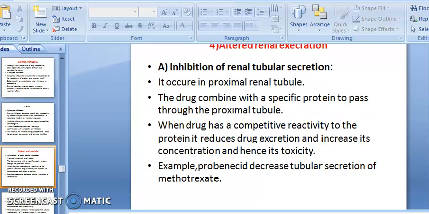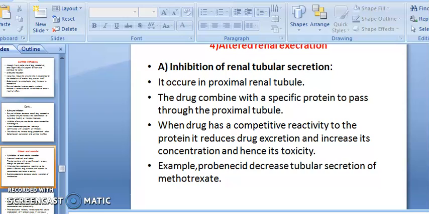Alteration of renal excretion. Renal excretion, as you know, involves kidney tubular filtration, absorption, distribution or elimination. This takes place in your kidney. There is an excretion of unwanted products from your body.